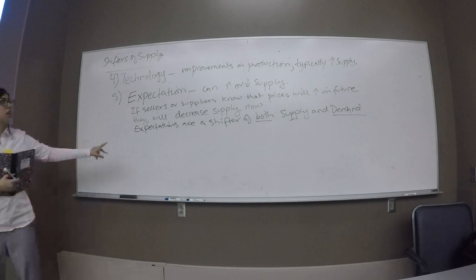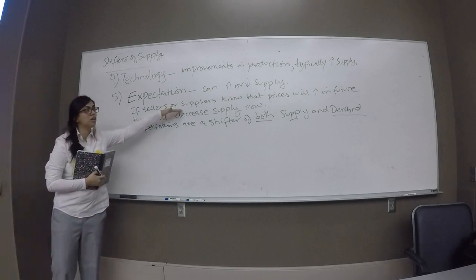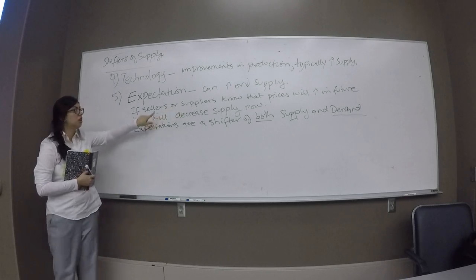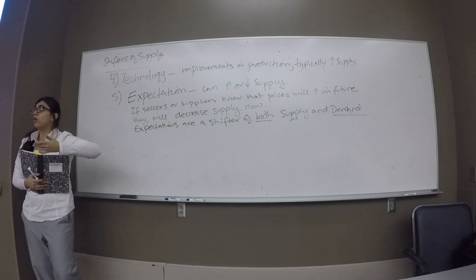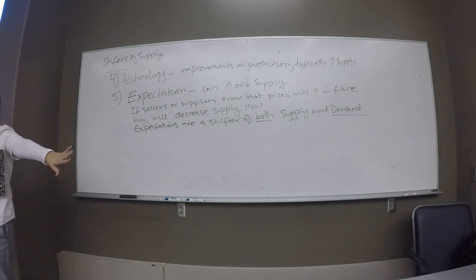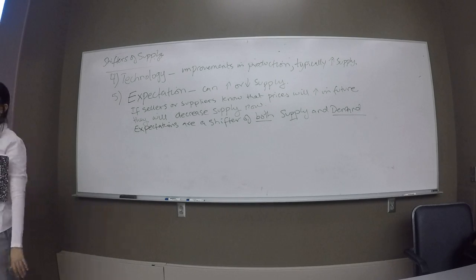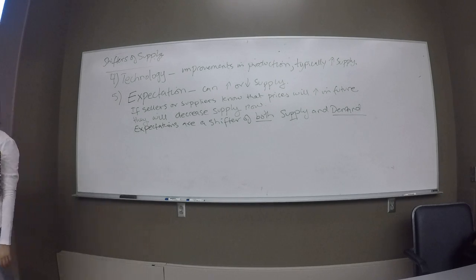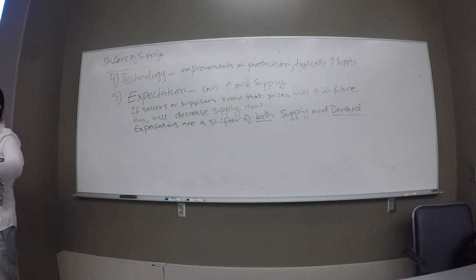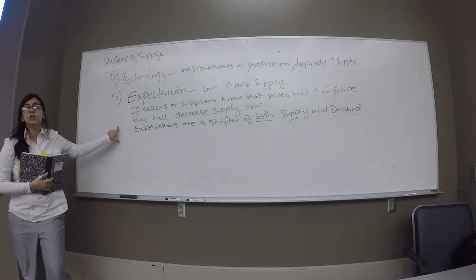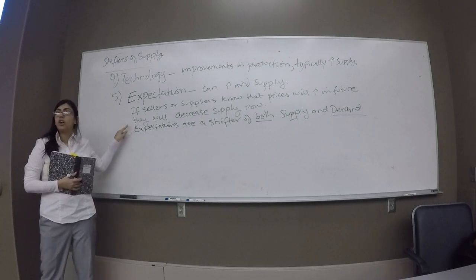So expectations can affect suppliers. Suppliers can hold the product if they know that the price will increase. Or if a supplier knows that the price will go down, let's say gold sellers know that the price of gold is going to go down, they're foreseeing it, they're going to supply and sell as much gold as possible before it goes down. So the supply of gold will increase. So expectation is one thing that can shift both the supply curve and the demand curve.